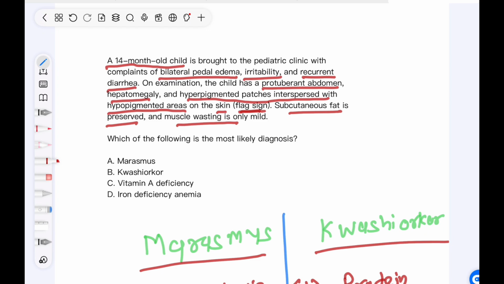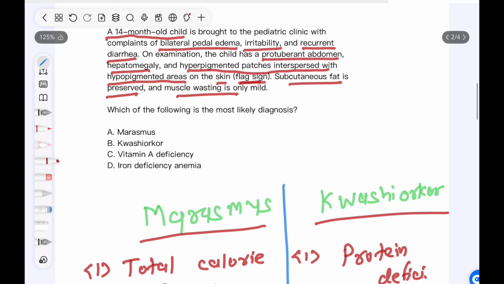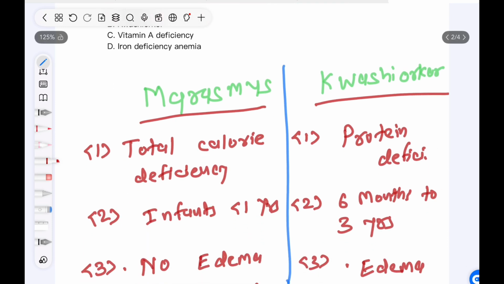So before discussing about each option, we will discuss about the marasmus and Kwashiorkor. Okay, so in marasmus, think of marasmus as total calories deficiency. The child is not getting enough energy at all. And in Kwashiorkor, think of Kwashiorkor as protein deficiency. Calories may still be there from carbs, but the protein is missing.